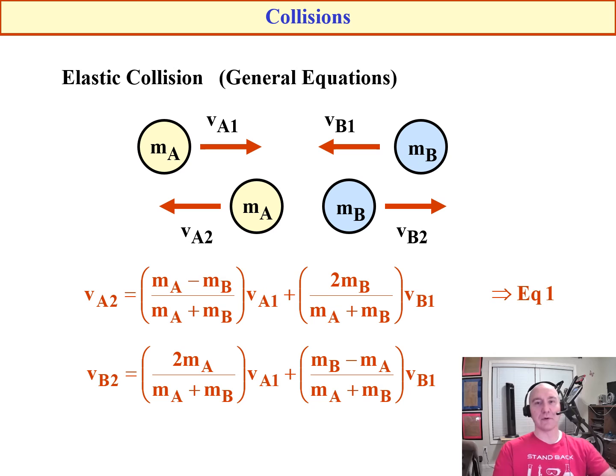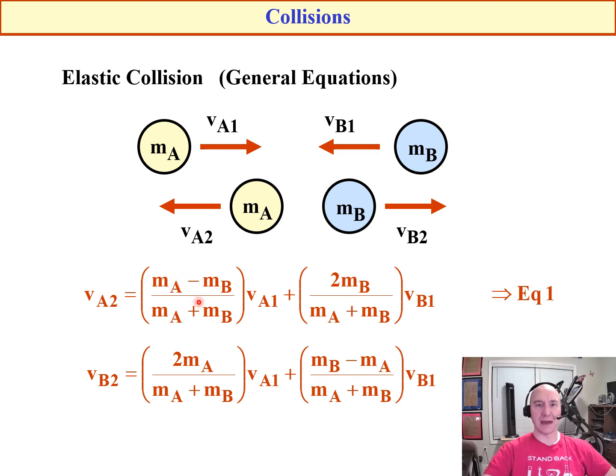But I want to look through these scenarios and see what happens in specific instances. So let's start with one instance. For example, let's say that the two masses are the same. Both of them are 1 kilogram, for example. So what's going to happen with the objects when they bounce off of each other?